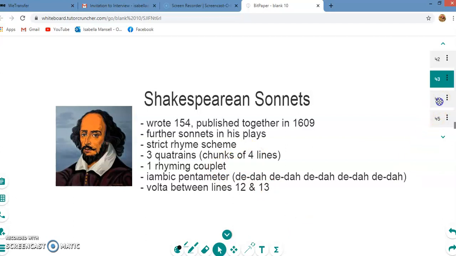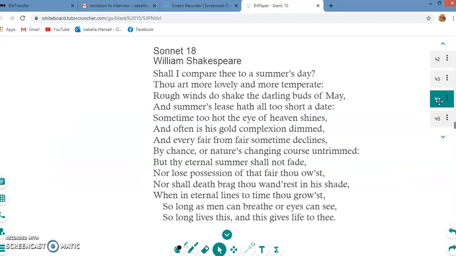So let's dive right in with an example. Here I've got Sonnet 18 by William Shakespeare, probably one of his most famous sonnets, the first line being, "Shall I compare thee to a summer's day?" So I'm just going to go back through this poem and pick out some of the features that I was just talking about. So first of all, I'll start off with the strict rhyme scheme that I was talking about.